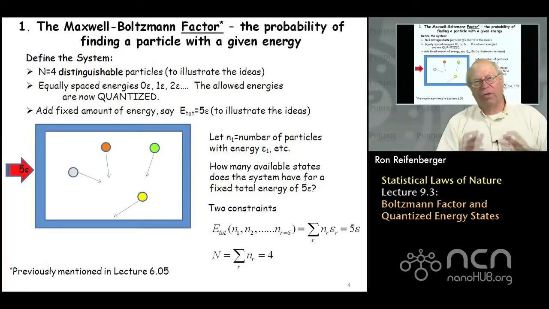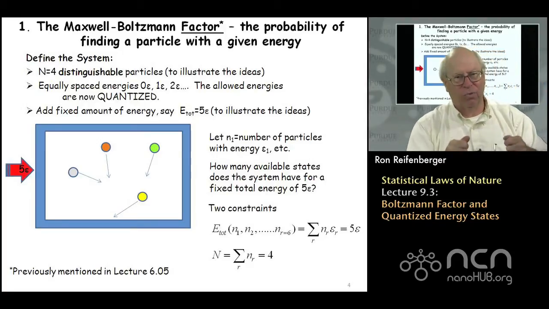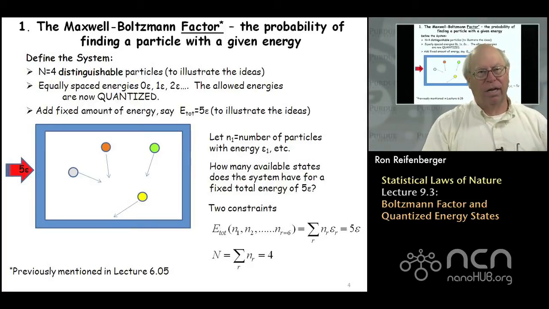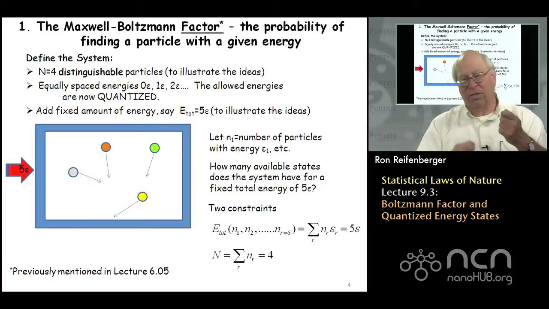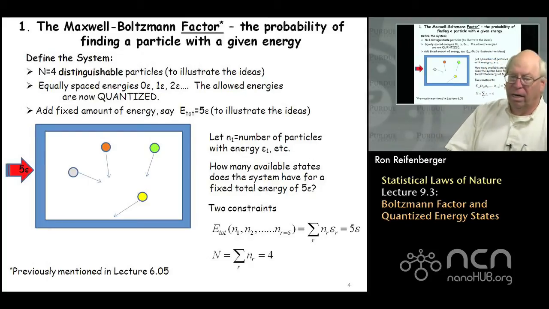The key result that we're going to derive from this discussion is something called the Maxwell-Boltzmann Factor, which is not the same as the distribution function. And this Maxwell-Boltzmann Factor was mentioned briefly in lecture 6.05. It was kind of just written down because we needed the result. In this lecture, we go much more into the detail that underlies this particular factor.